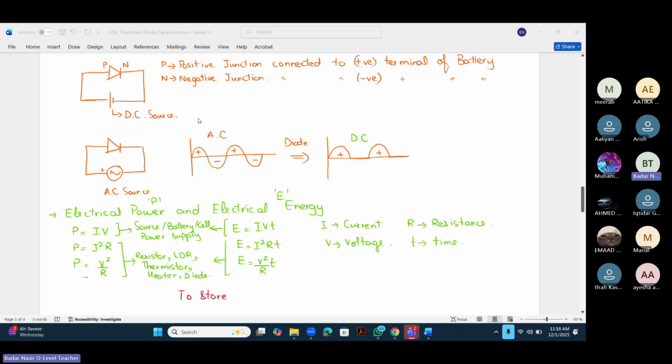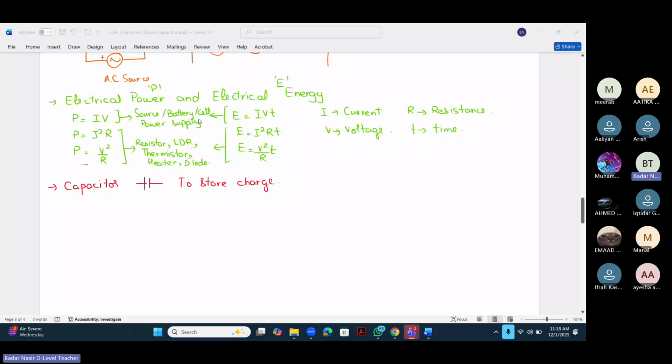Then we talked about the capacitor. This is the capacitor symbol and it is used to store charge. Last, we ended on the formulas of electrical power and electrical energy. If you remember the formulas for electrical power: P = IV, P = I²R, P = V²/R. I stands for the current, V stands for the voltage and R is the resistance.